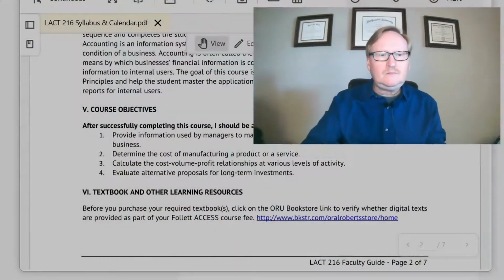In Chapter 1, they go into detail. In fact, I believe that's your very first forum that you respond to, the difference between financial and managerial accounting. And so that's really a very good thing.